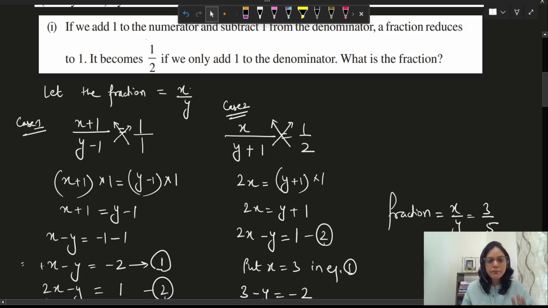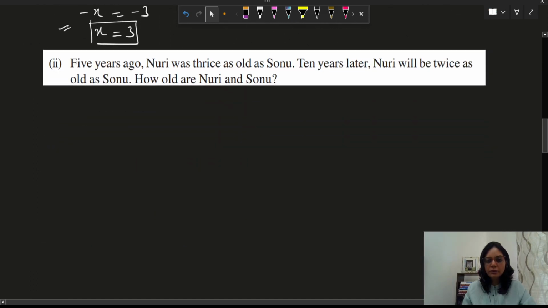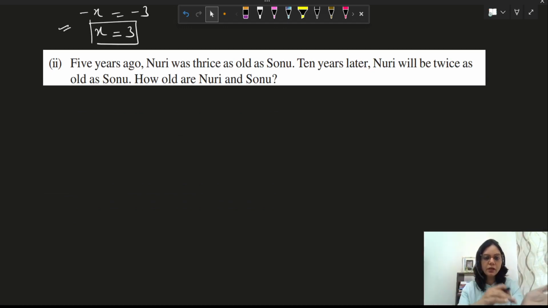Okay, students. I hope this is clear. Now let's move to the next question. Age related problem, very important because you have to take care of present age. You're going back, you're going forward. So when you're going back, you have to subtract the number of years. When you go forward, you have to add the number of years and then frame the equations.